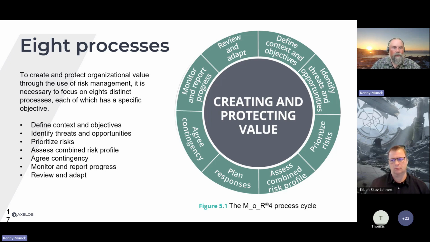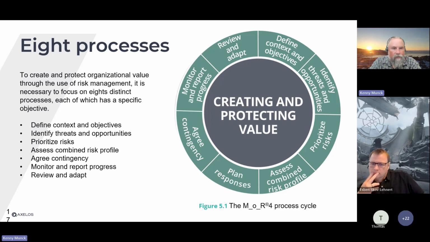Define context and objective: understand where you are and what the objectives are. Objectives is the key word here. Identify what the threats and opportunities are, prioritize them, assess the combined picture. One thing is that we have small issues here and there, or small risks that we need to deal with, but what is the bigger picture? Is everything in red? Then perhaps we have a different scenario.